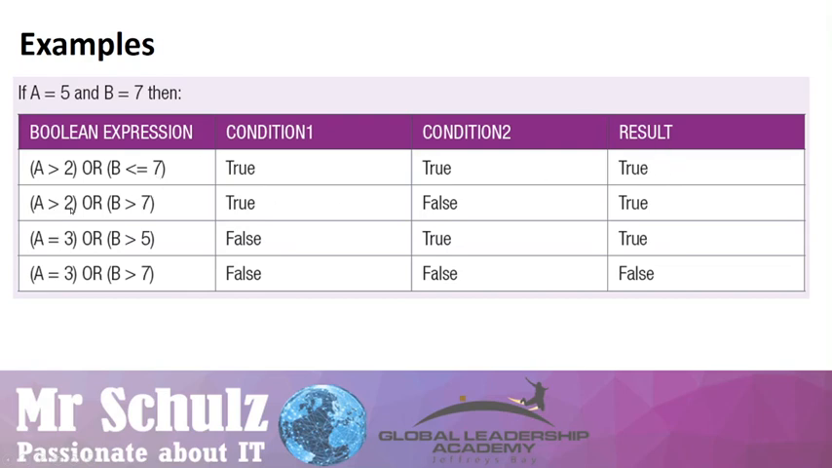A bigger than 2, which is true, or B bigger than 7, which is false. But because we are using the OR operator, our result will be true as well. And the same for the third and the fourth example. This time, condition 1 is false, condition 2 is true, but still the result will be true because one of them is true. In the last one, both of them are false, hence our result will be false as well.